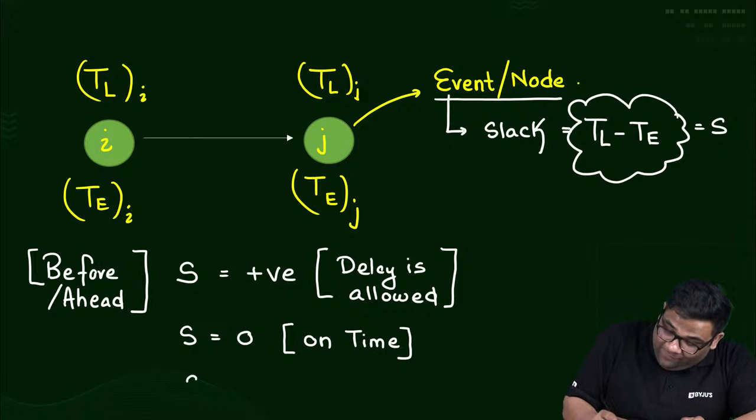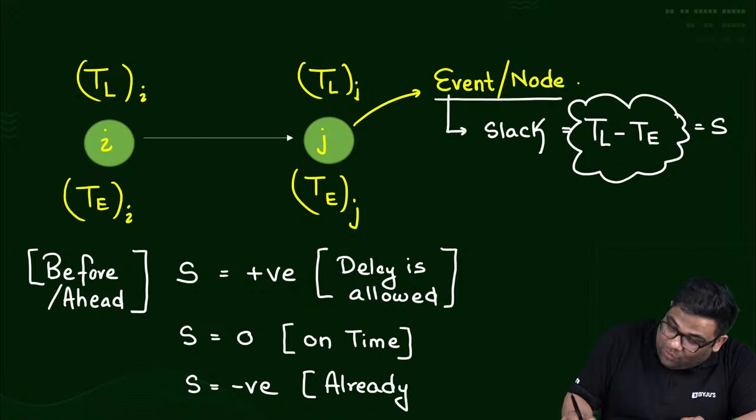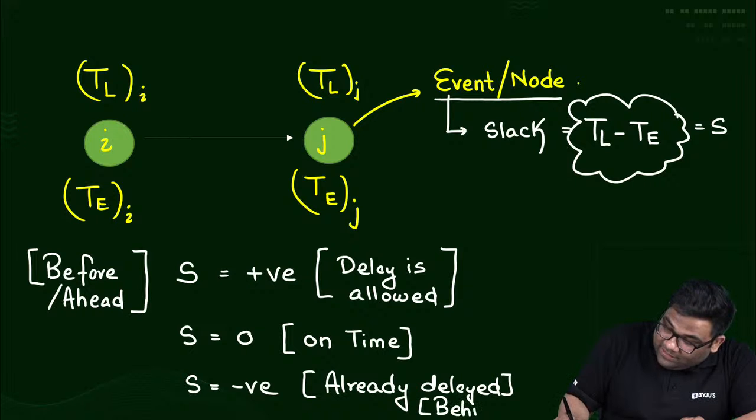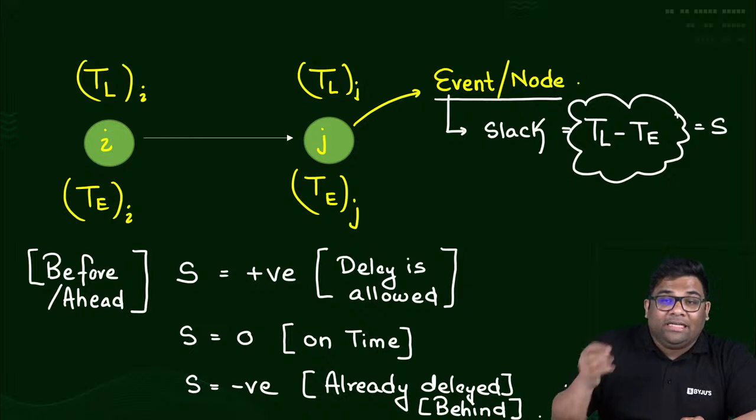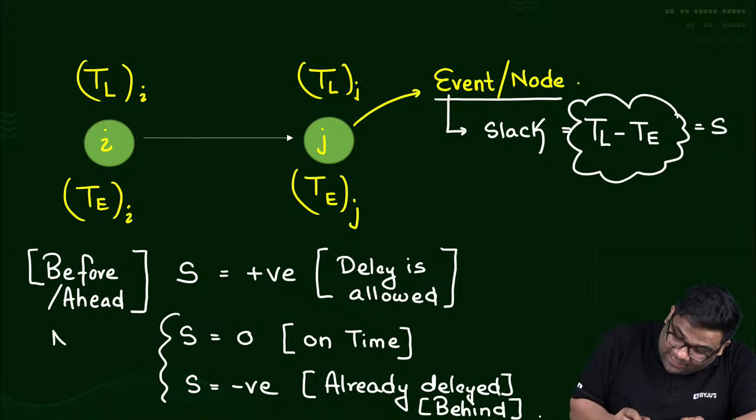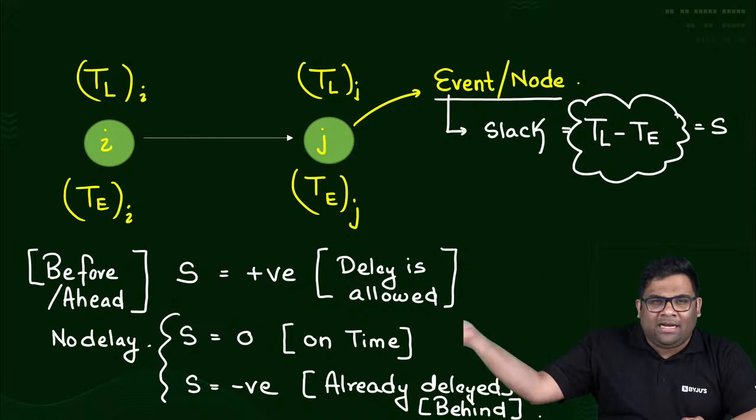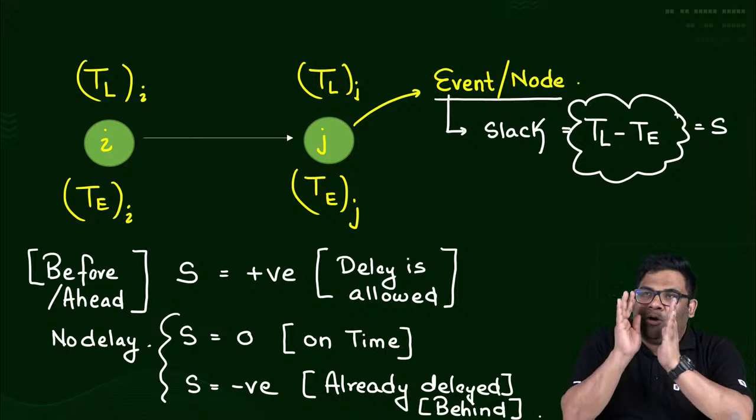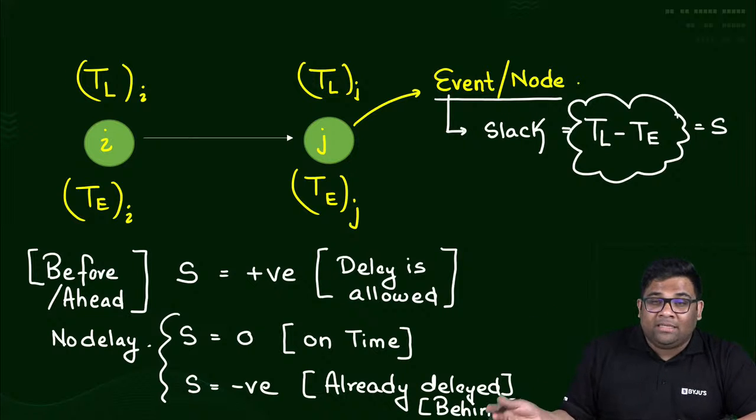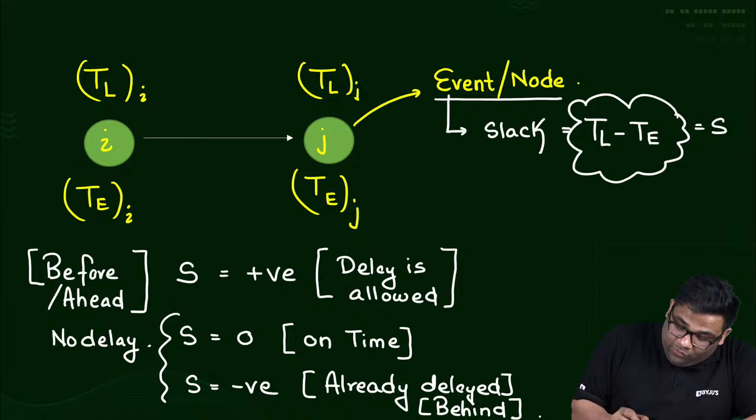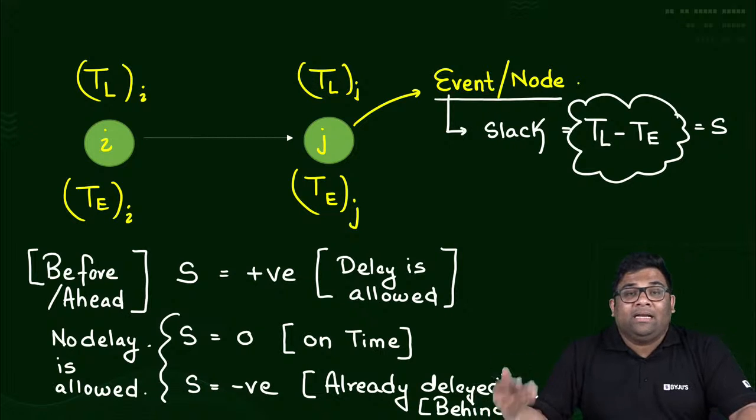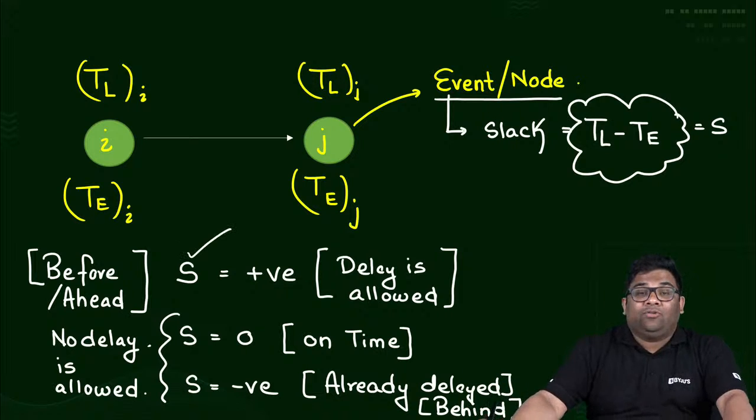If it is negative, that means it is already delayed, running behind, not ahead. When it is already delayed or on time, in both cases no delay is allowed, because if it is on time and you allow one delay, it will become delayed. So either it runs on time, that is slack is 0, or it is already delayed, then no delay is allowed. But if it is positive, it is running ahead, which means some amount of delay is allowed. That delay amount is the slack value. Everybody understood how to find out the slack value?